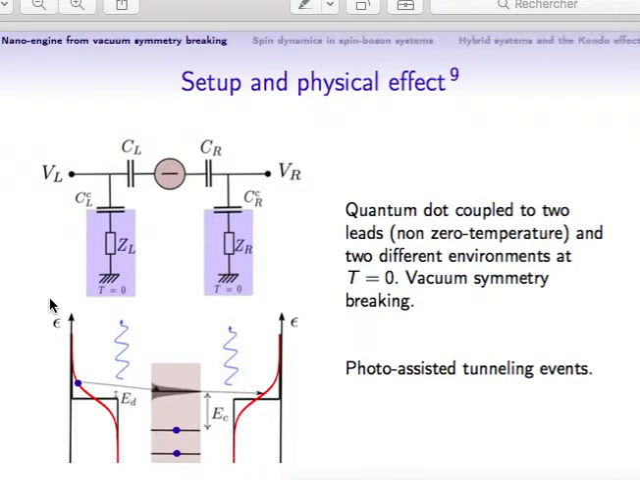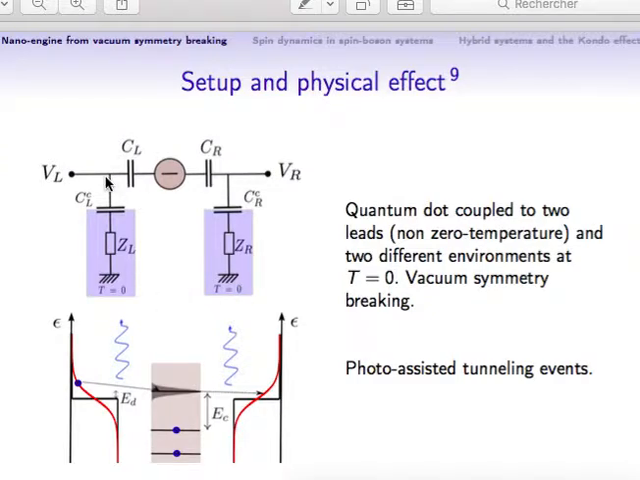Here's the setup of the nano engine. Here we have a quantum dot with well-defined energy levels, which is capacitively coupled to two leads at the same non-zero temperature. Additionally, the leads are coupled to different environments at zero temperature. So ZL is the impedance of the left environment, and ZR is the impedance of the right environment.